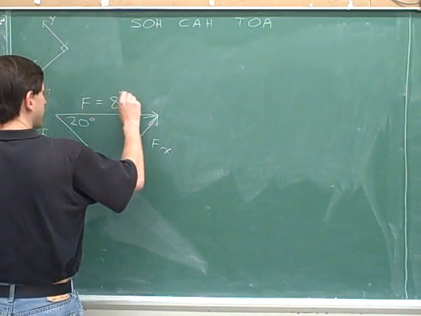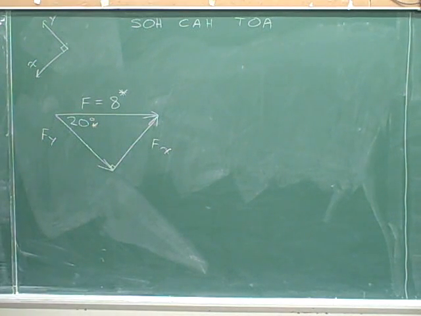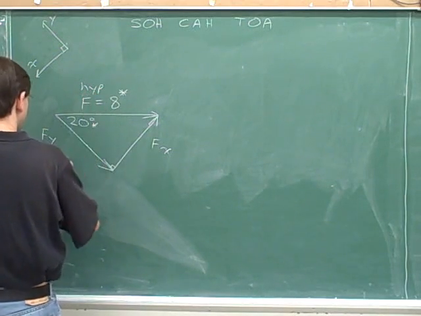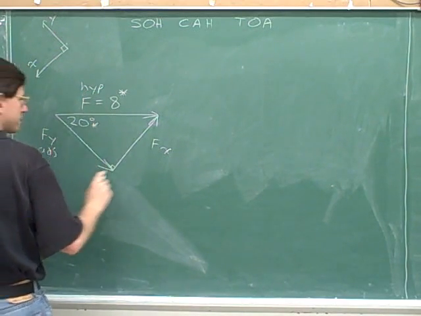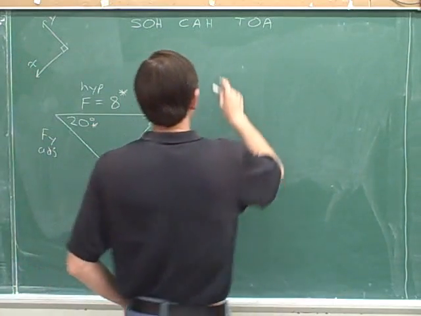Let's put an asterisk to indicate that this was the side we were originally given, and this is the angle that we're focusing on and that we were given. We can label our hypotenuse, the overall vector. F sub y is the adjacent side, and f sub x is the opposite side. Looks like we're ready for trigonometry.